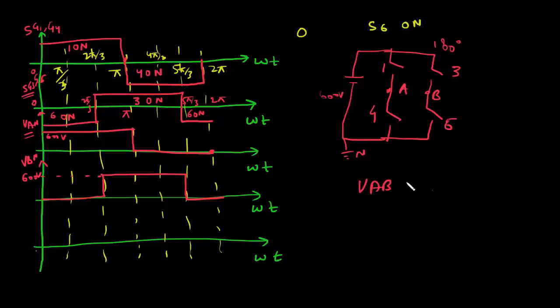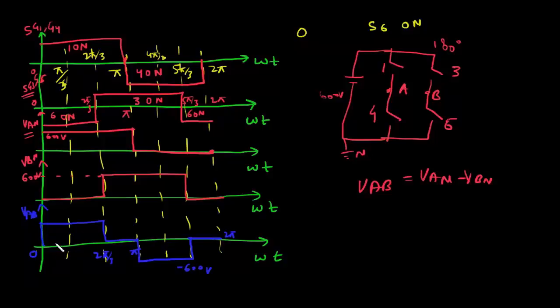Now you need to find what is VAB. So VAB is nothing but VAN minus VBN. So you can subtract these two waveforms. So VAB: from 0 to 2 pi by 3, VAB is equal to 600 volt. And from 2 pi by 3 to pi, VAB is 0. Then from pi to 5 pi by 3, VAB is minus 600 volt. And from 5 pi by 3 to 2 pi, VAB is 0. So now you know what is the voltage waveform of VAB.